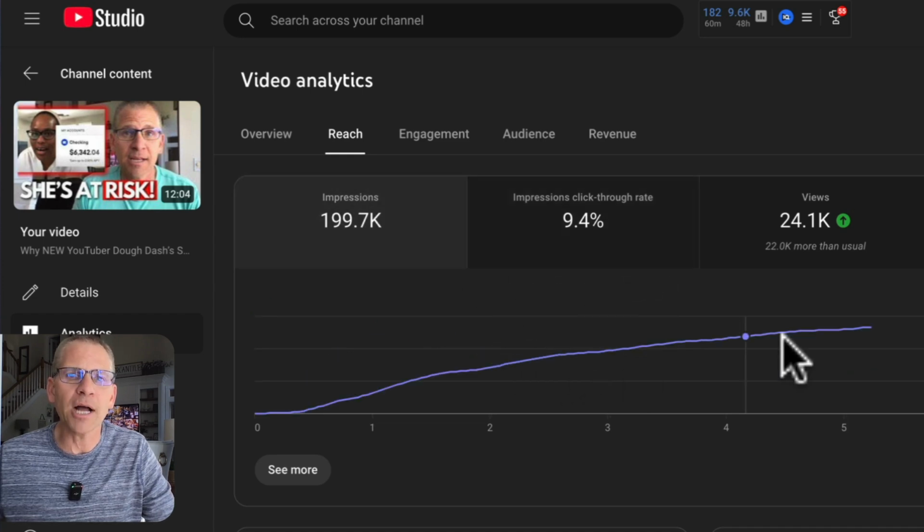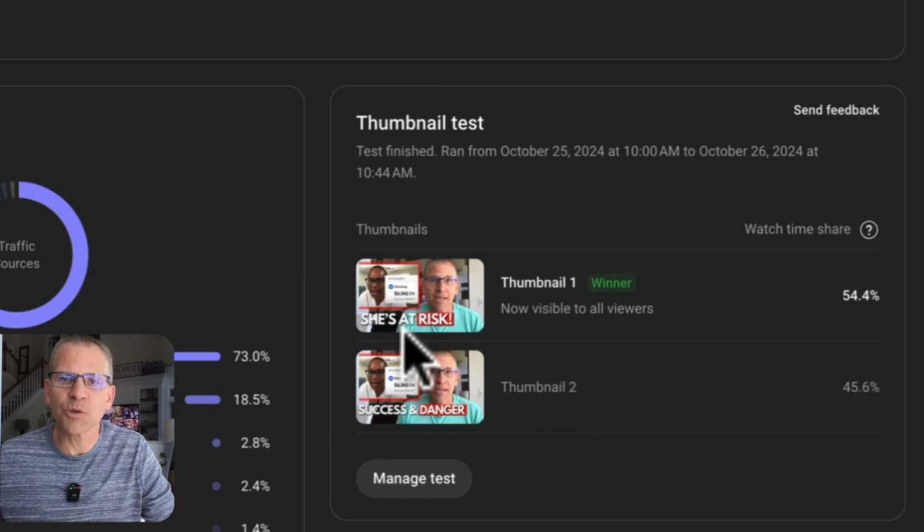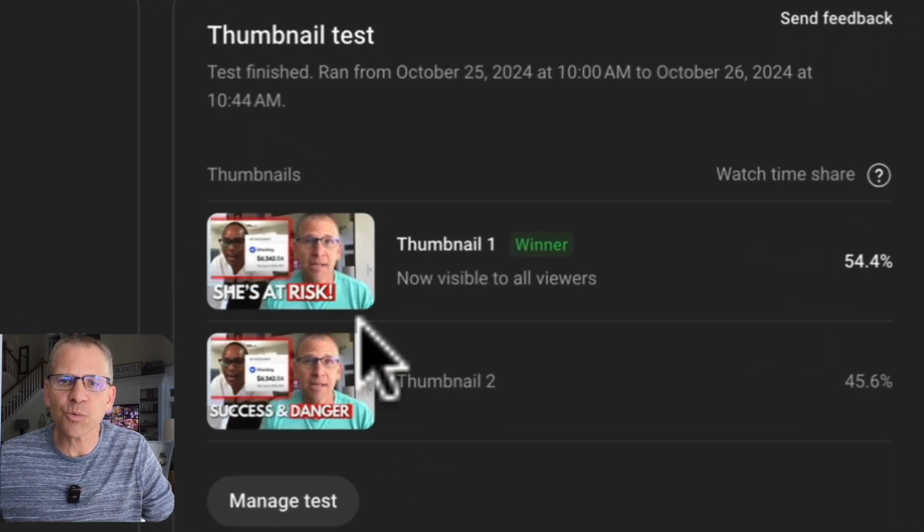All right, but check this out. It found the winner. And the winner here was the one that I had, She's at Risk. The other one that I had was Success and Danger. So the only difference is these two words. This one here did better, 54.4%. So hopefully you see with this feature, like it's huge.